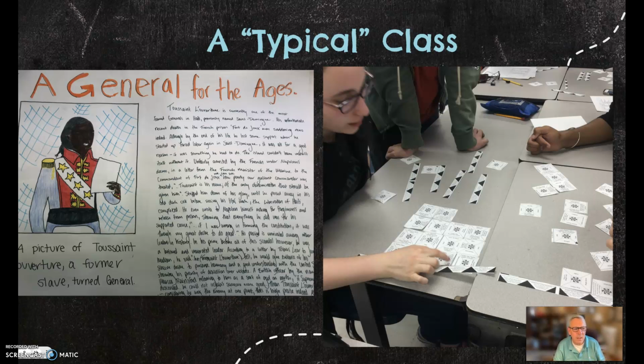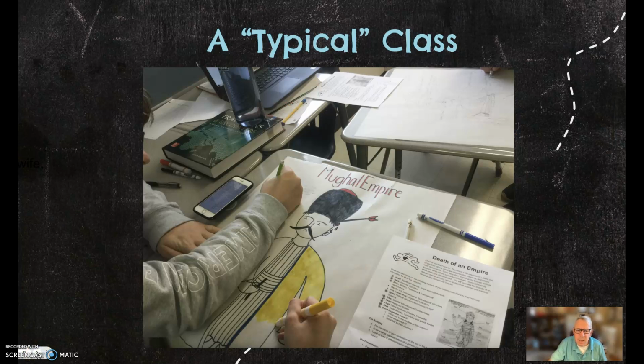Here you see an obituary for General Toussaint Louverture and the Haitian Revolution, and on the right you see students working with vocabulary that has to match on all 4 sides for a unit review. And here students are doing a kind of obituary for one of the land empires, the death of an empire.